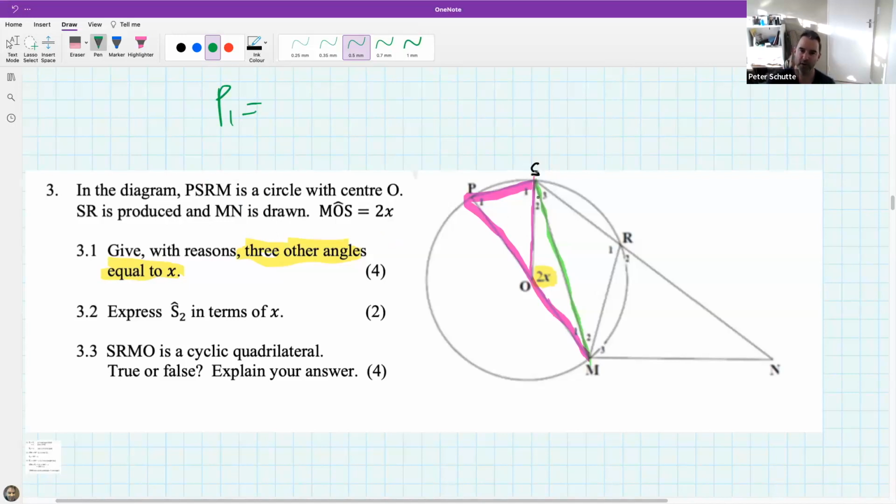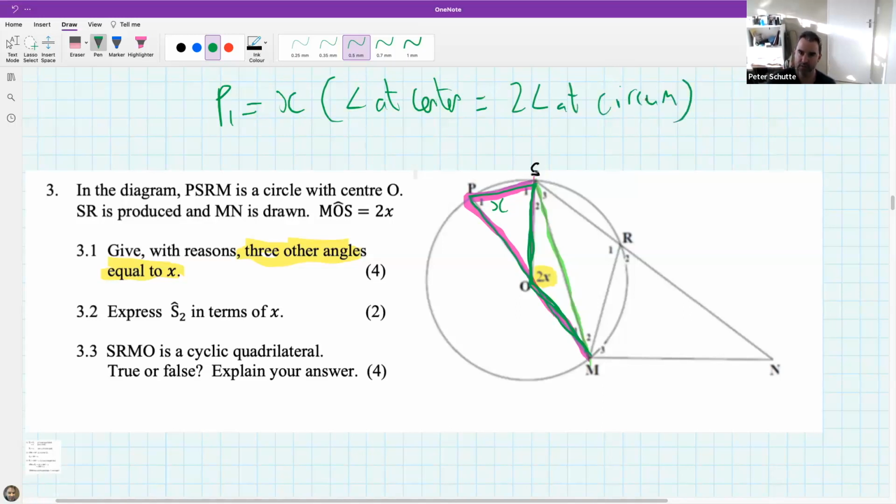Think about the theorem. So imagine you make an angle at the center, right? So you're using the Lumo green, and you make this angle at the center, but now you use that same base and you make an angle at the circumference. What's P1 going to be equal to? P1 is actually going to be equal to x. And the reason is going to be angle at center is twice angle at circumference.